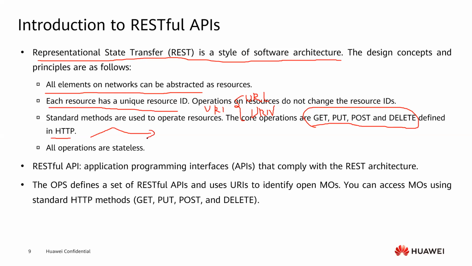In the OPS function, we define other operations as well. A RESTful API, application programming interface, is an API that complies with the REST architecture. The OPS defines a set of RESTful APIs and uses URIs to identify MOs. You can access MOs, managed objects, using standard HTTP methods.